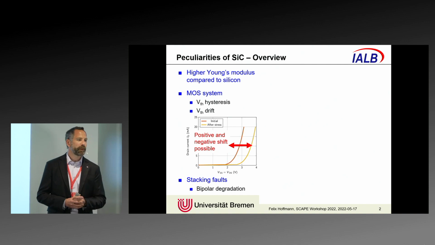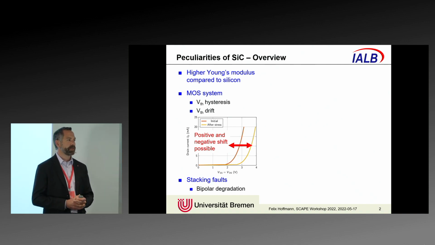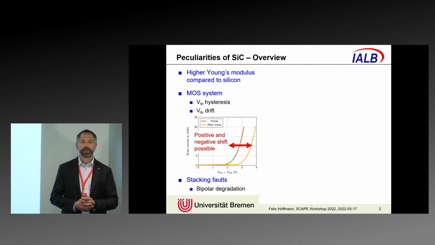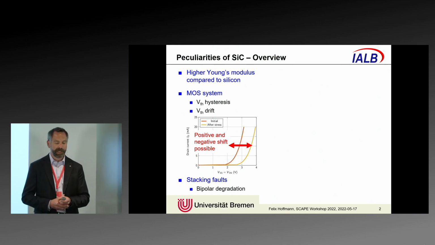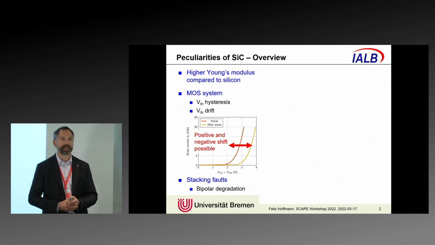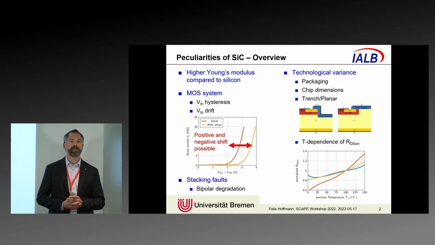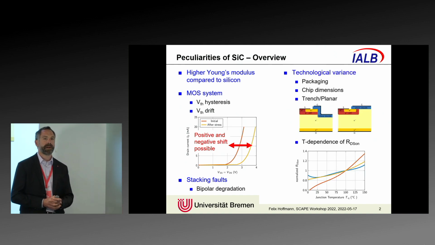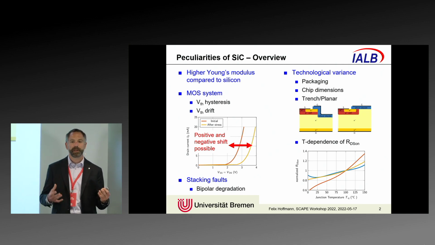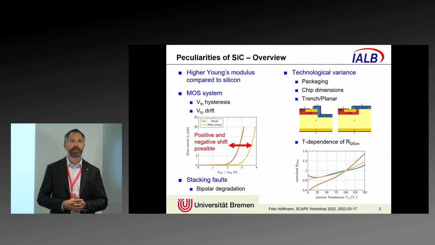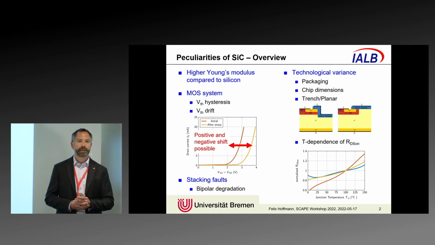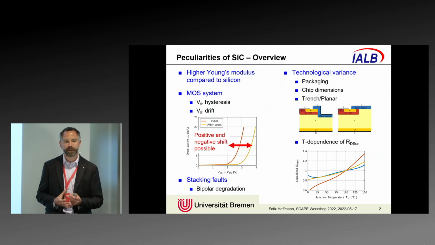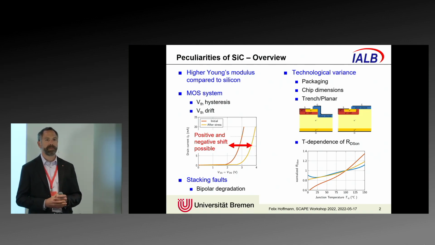Also, if we look at the bulk material, also epilayers of silicon carbide, we still see stacking faults, which cause the phenomenon of bipolar degradation, as we also heard, I think, yesterday. And last but not least, if you look at the devices from different manufacturers of state-of-the-art silicon carbide MOSFETs, you see a significant difference. We have differences in packaging, which means basically bond wire diameter and numbers.